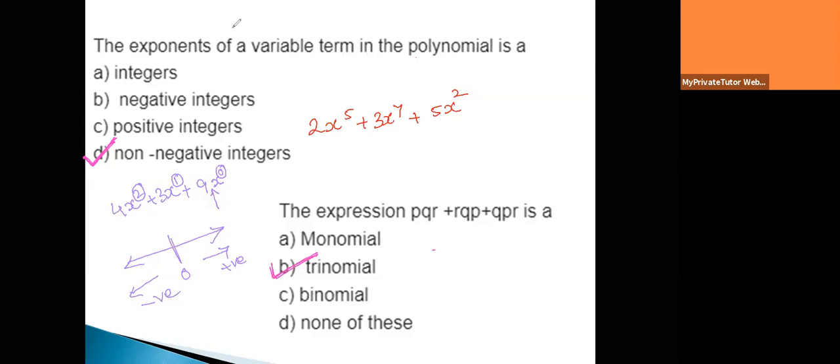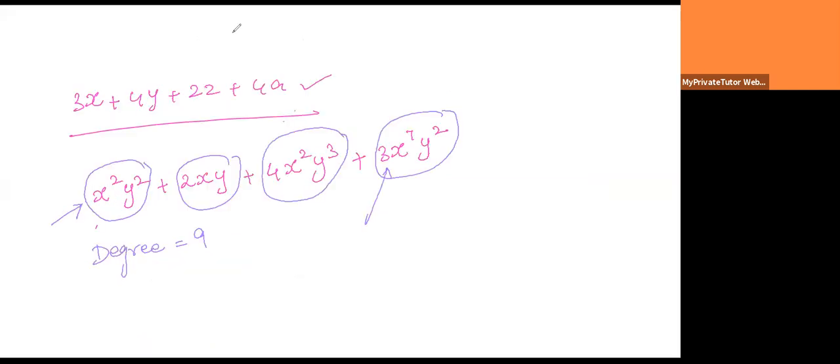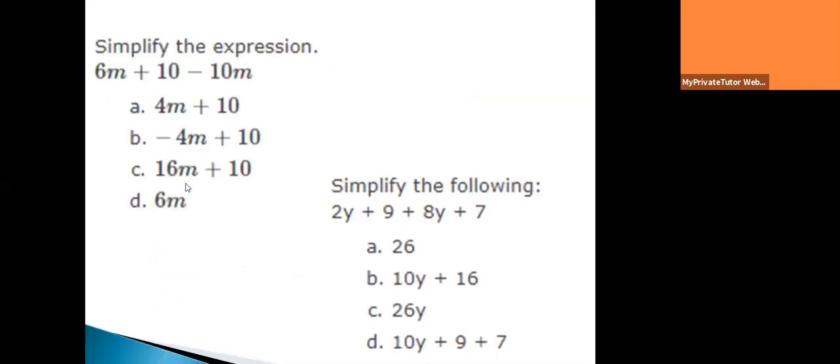I hope you have another 5 minutes time. Simplify the expression. Quick. Simplify the expression. Joseph said B. Yes, I think both are correct. Very good. You know the reason, right? Because we need to combine the common terms, like terms, 6m minus 10m.